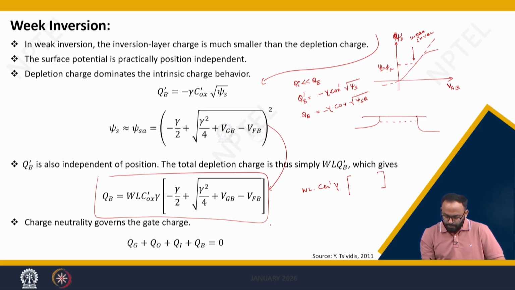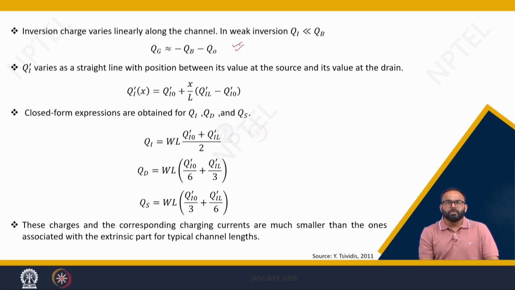Now we can simply find out the gate charge by the charge balance equation, which says that QG' is nothing but minus of QB'. Or if you are writing in terms of total charge, you can rewrite it as minus of QB plus QI minus of Q0, where Q0 is the oxide charge. For weak inversion we can consider QI very small compared to QB, so you get the final equation: QG equals minus QB minus Q0.